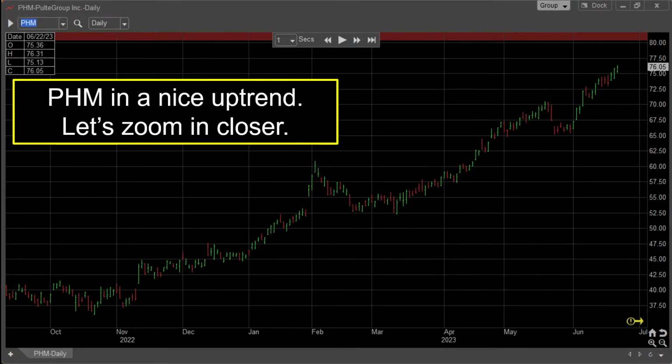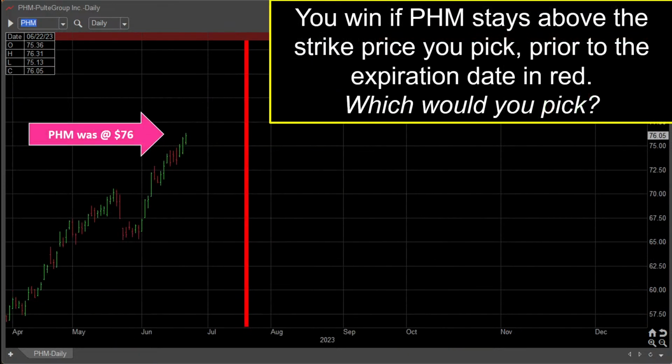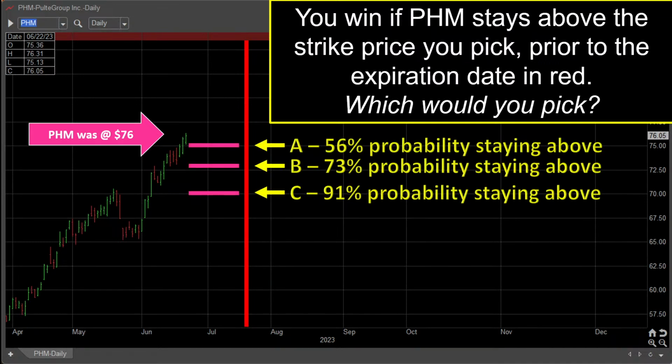So, here's an example. PHM, this was in mid-June. Nice looking bullish stock. How could you not want to own that, right? Let's zoom in a little bit. It's trading at 76.05. Now, 99% of option brokers out there, if I look at the strike prices, will give me a probability. So, you see that red line? That's the July expiration. I'm doing this in June. What that probability says is this stock is $76. There is a 56% probability that this stock will be above $75 when the option expires. B, there is a 73% probability staying above 73 at expiration. And C, down there at 70, there is a 91% probability that we're going to stay above 70 bucks.